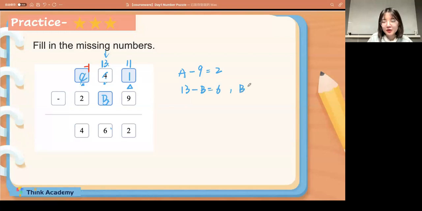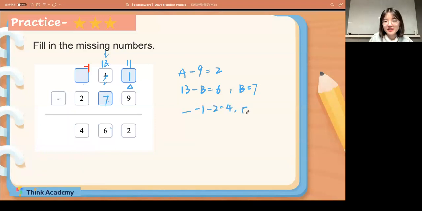So for B, it will equal 7. Brilliant, everyone. Proud of you. Okay, so it will be 7. So we can put 7 here for B. Okay, then we can go to the hundreds column. So think about which number minus 1 minus 2 will be 4. Which number minus 1 minus 2 will be 4?